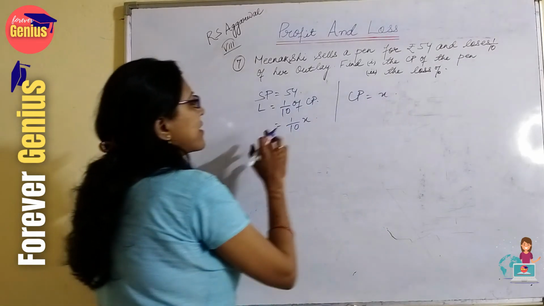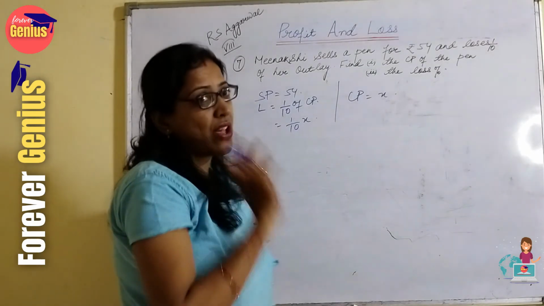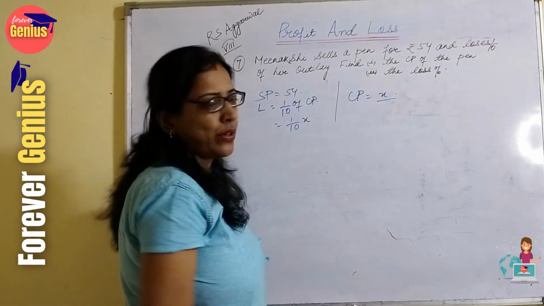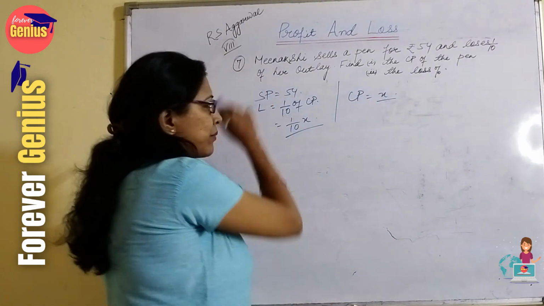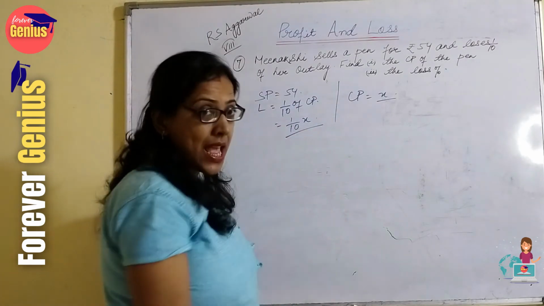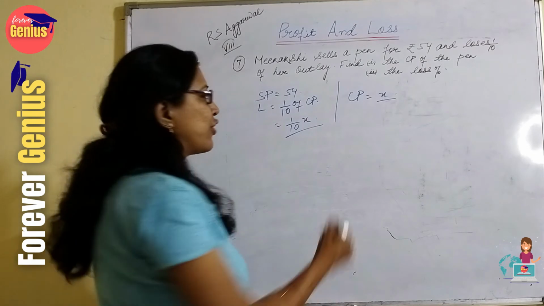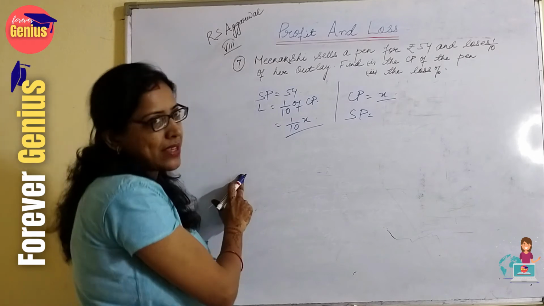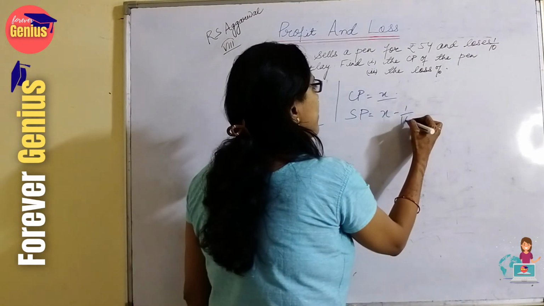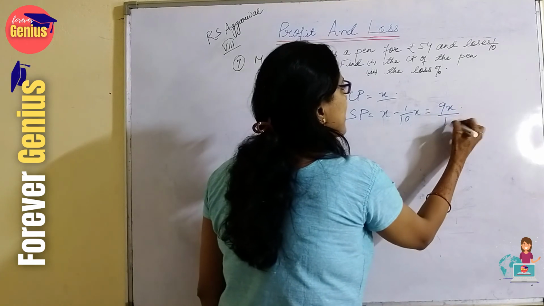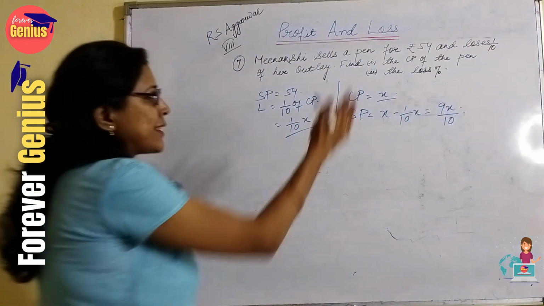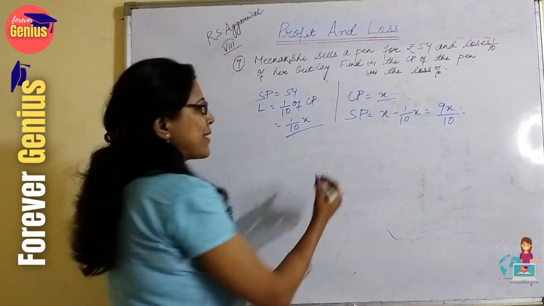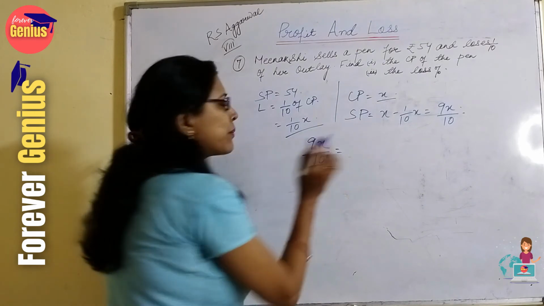Whenever we are doing this, if I am taking x as the unit here, the selling price will also be converted into the same unit, so that we can do the calculation. So selling price is what? Cost price minus loss becomes the selling price. So x minus 1 by 10x, which is equal to 9x by 10, isn't it? See, fractions are involved, but solved in such an easy way. So 9x by 10 is the selling price which we got.